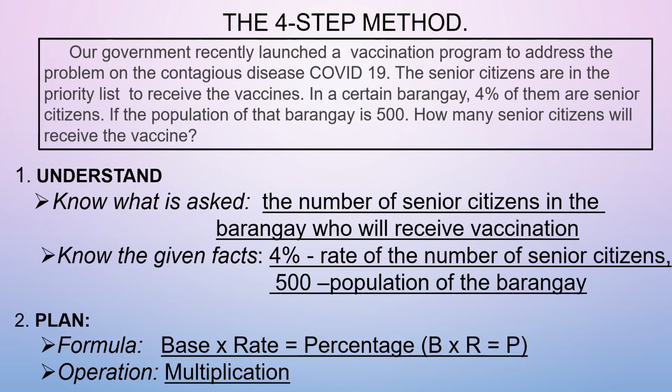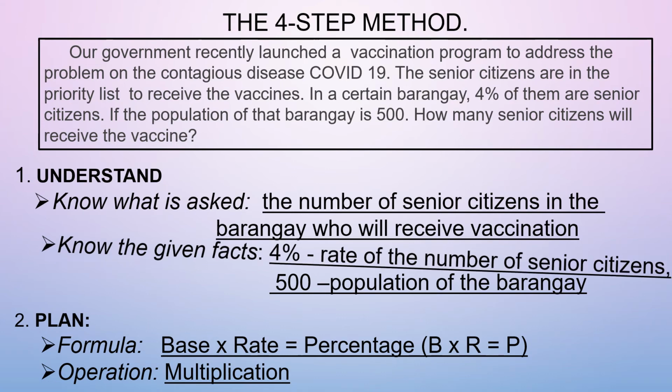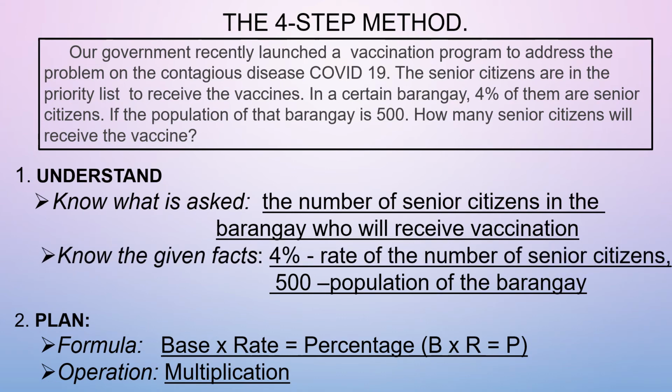Let us apply the 4-step method in problem number 2. First is understand. Under understand, we have to know what is asked. And in the given problem, the number of senior citizens in the barangay who will receive vaccination is the unknown, or what is asked. Next is to know the given facts. And the given facts are 4%. This is the rate of the number of the senior citizens. Next is 500, the population of the barangay.